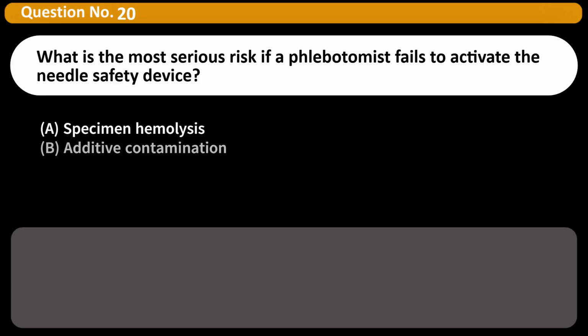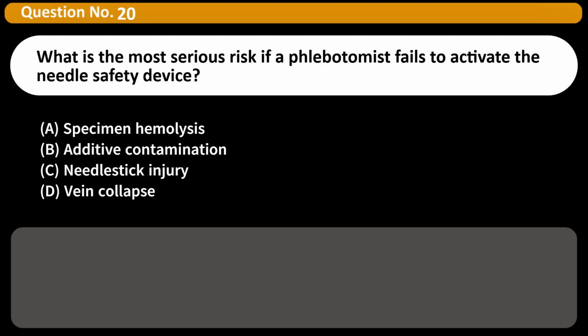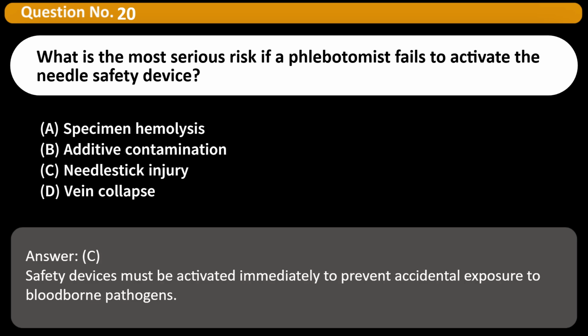What is the most serious risk if a phlebotomist fails to activate the needle safety device? A. Specimen hemolysis. B. Additive contamination. C. Needle stick injury. D. Vein collapse. Answer C. Safety devices must be activated immediately to prevent accidental exposure to blood-borne pathogens.